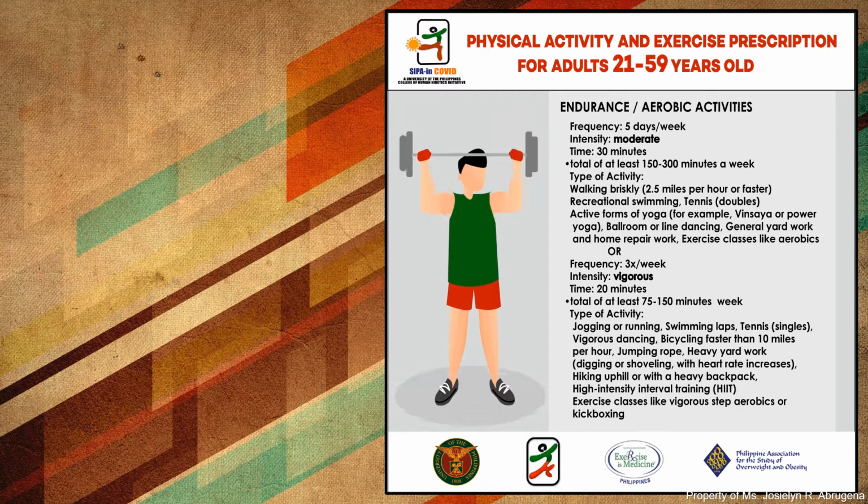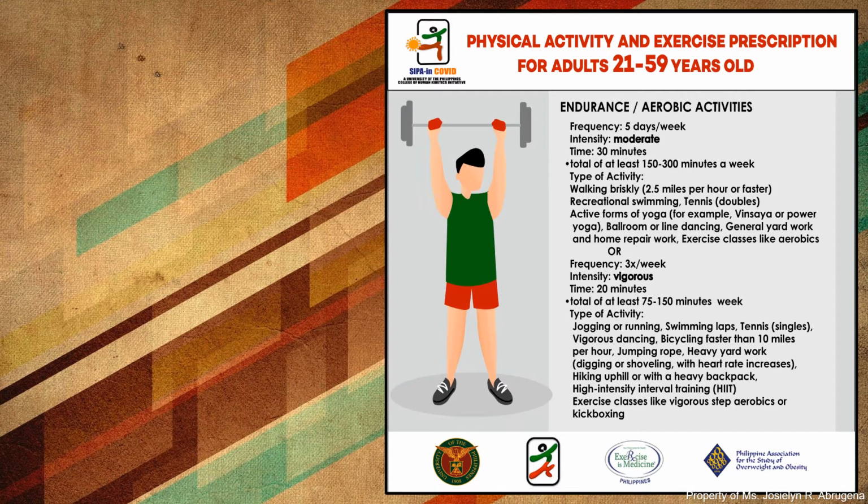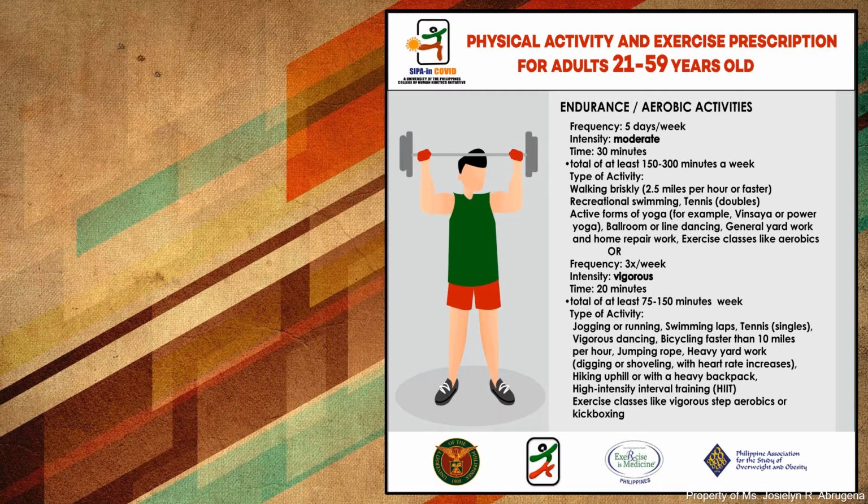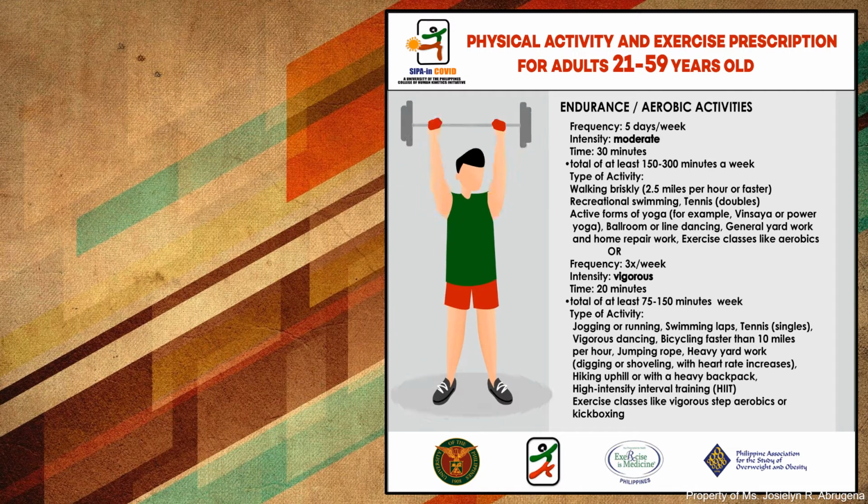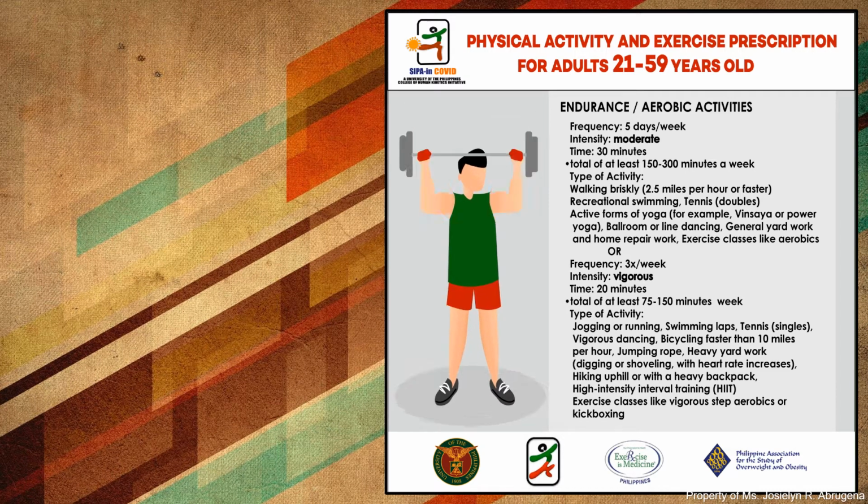Endurance aerobic activities. Frequency: 5 days per week. Intensity: moderate. Time: 30 minutes. Total of at least 150 to 300 minutes per week. Type of activity: walking briskly, 2.5 miles per hour or faster, recreational swimming, tennis, doubles.